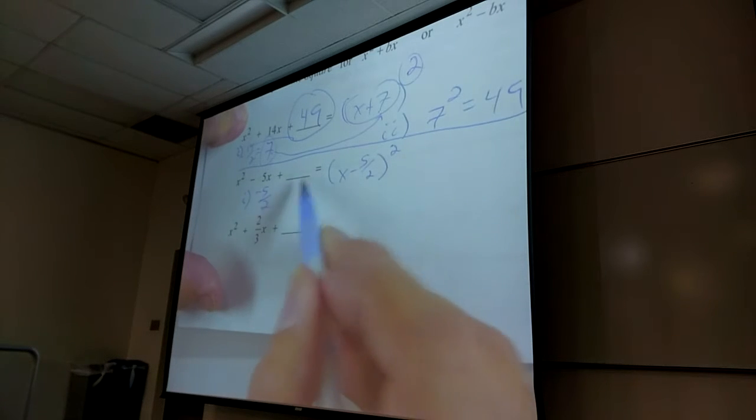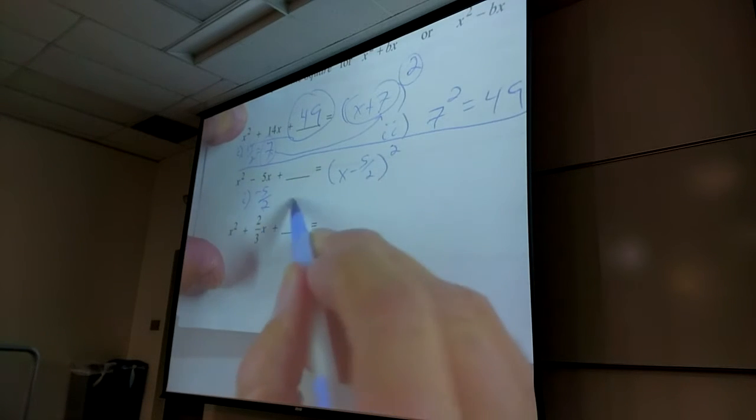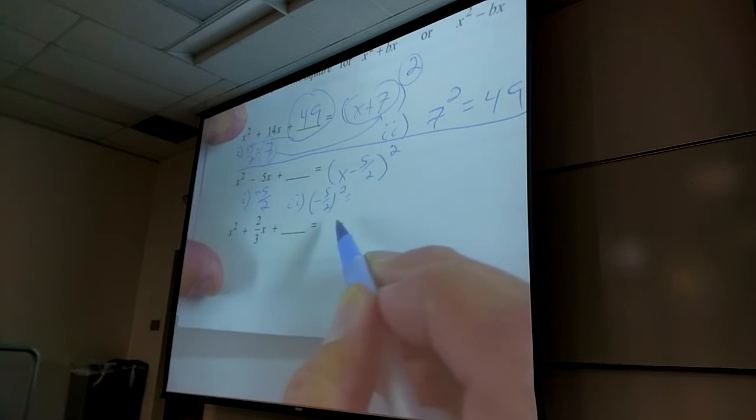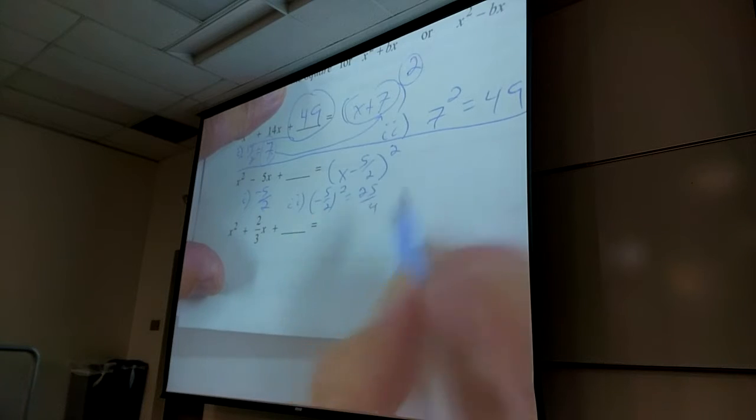And how do I figure out what goes here? I take this and I square it. What's negative 5/2 squared? 25 over 4. So that's what goes here.